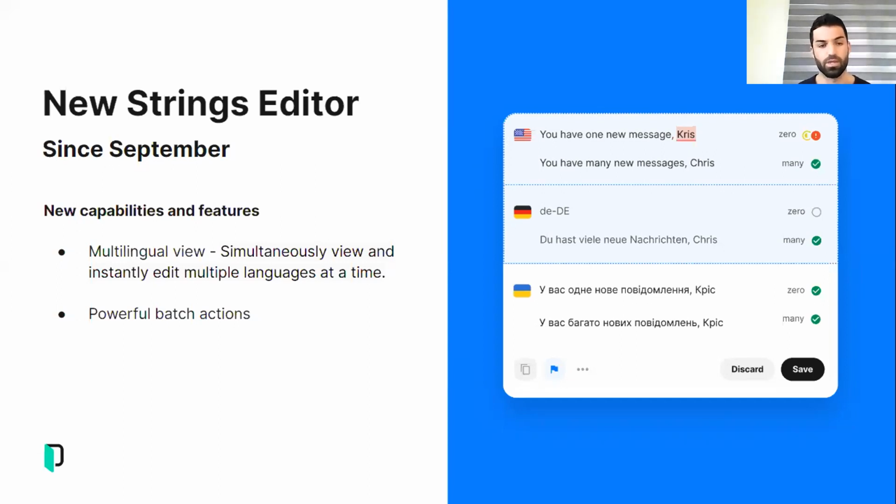One of them, for example, is the multilingual view, which allows you to simultaneously view and instantly edit multiple languages at a time, which is a great feature for anyone who's working on multiple languages, anyone who is translating into multiple languages. This feature is going to come in quite handy for those. And another one is powerful batch actions. We know that batch actions are quite important, almost vital, for anyone who spends a lot of time working in the translation editor. So we improved them and made them easier to carry out and made them available to be carried out for multiple languages at a time when needed.